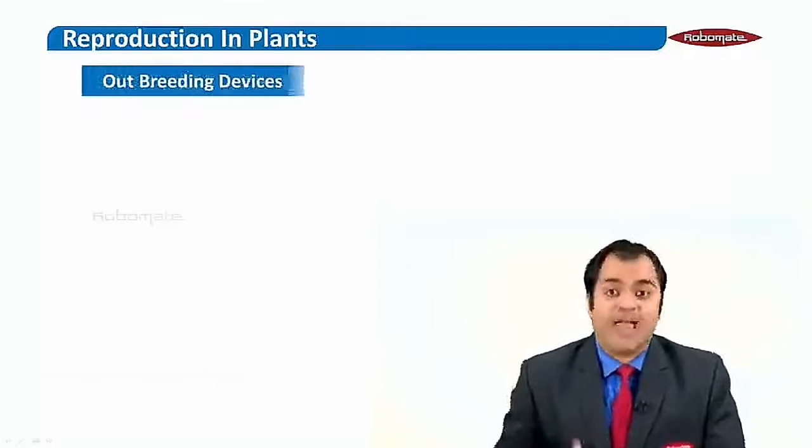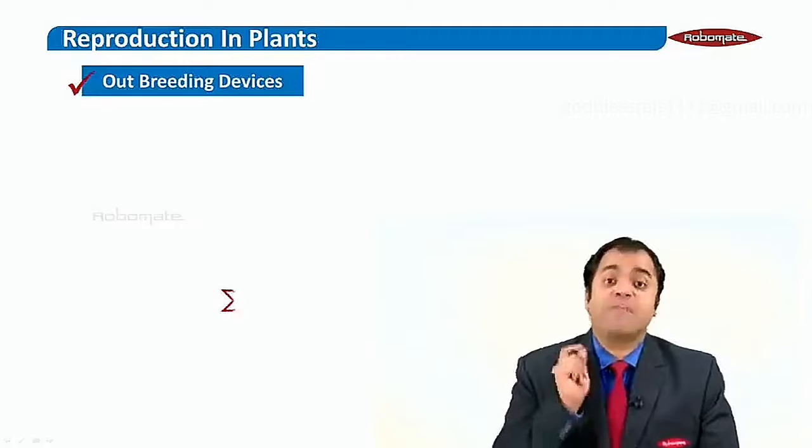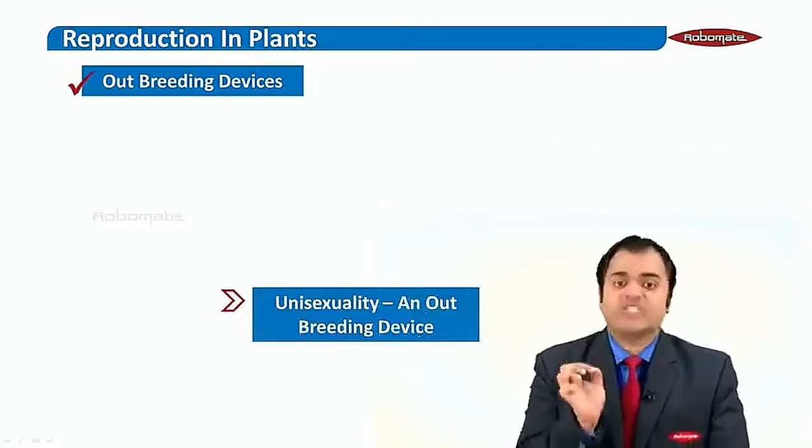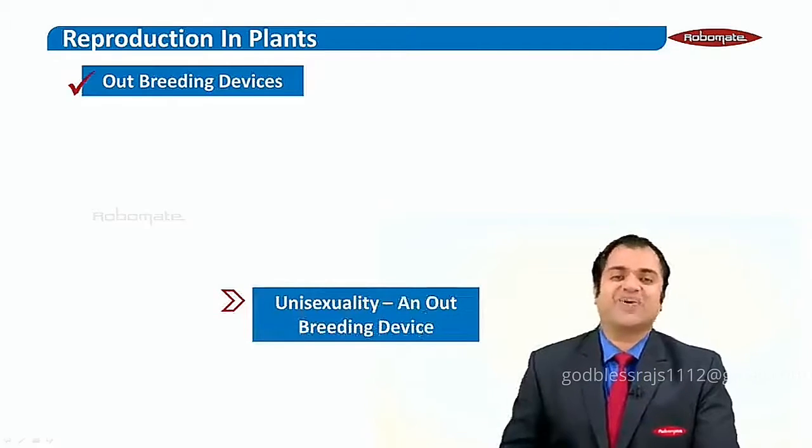So in this module, I've talked about outbreeding devices. In the next module, I will specifically talk about unisexuality as an outbreeding device. Till then, thank you and take care.